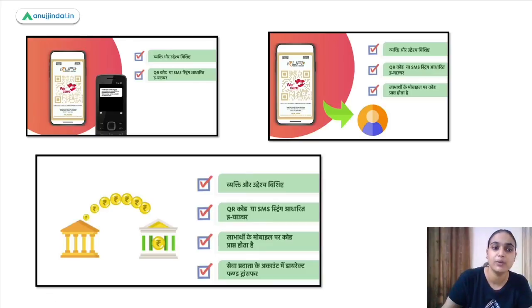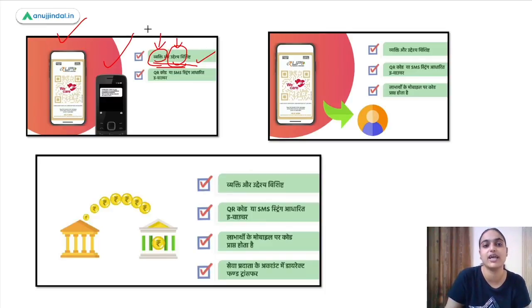So, it will provide you with a QR code or an SMS which you will get on your mobile number. This is based on the fact that only that person for that very purpose can use this QR code or the SMS. ये व्यक्ति और उद्देश्य विशिष्ट है, यानी कि जिस पर्सन को इशू किया गया है वही पर्सन उसे यूज कर सकता है, जिस पर्पस के लिए उसे इशू किया गया है वही पर्पस के लिए यूज हो सकता है.